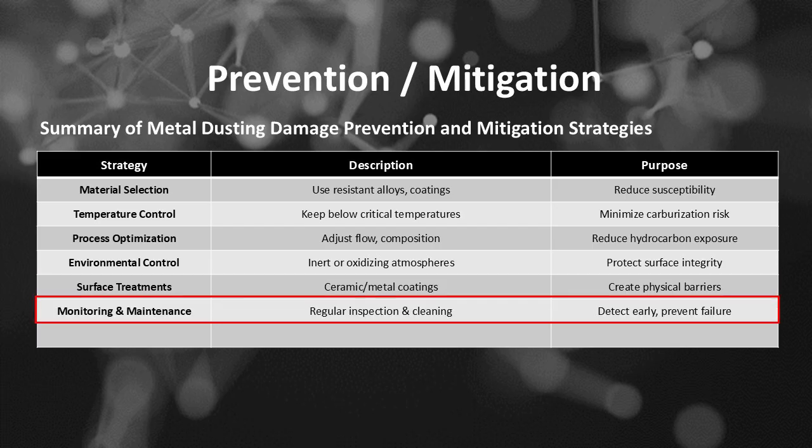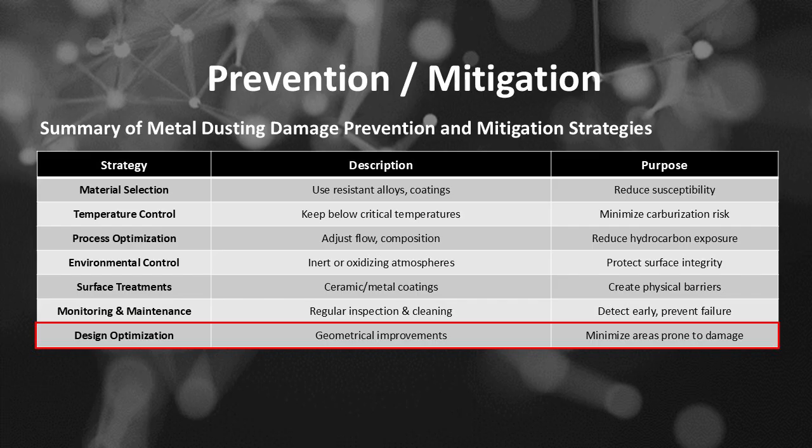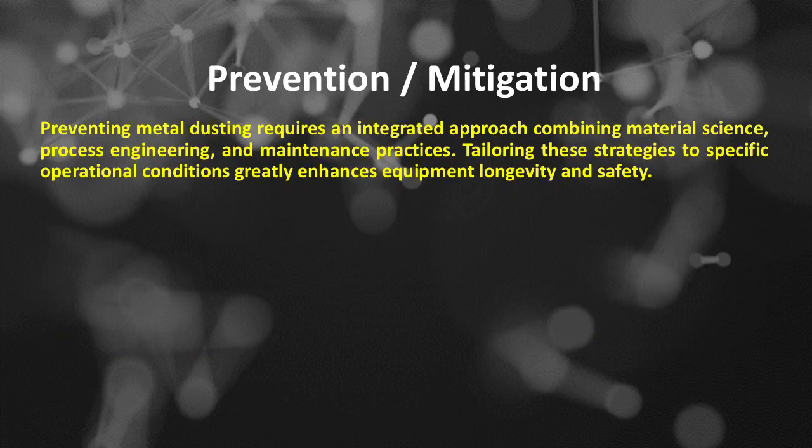If the strategy is monitoring and maintenance, described as regular inspection, cleaning, its purpose is to detect early, prevent failure. If the strategy is design optimization, described as geometrical improvements, its purpose is to minimize areas prone to damage. Preventing metal dusting requires an integrated approach combining material science, process engineering, and maintenance practices. Tailoring these strategies to specific operational conditions greatly enhances equipment longevity and safety.